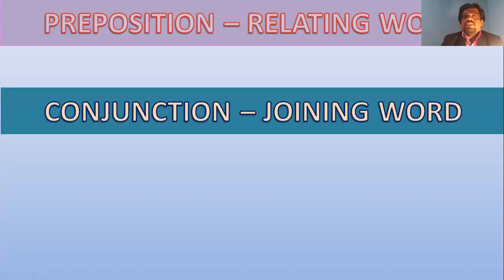And so a preposition is a relating word, and a conjunction is a joining word. Relation and conjunctions are different types. Conjunctions join two words, two sentences, two phrases, two clauses. So those words which we use to join words or phrases or sentences are called conjunctions. There are various types of conjunction as well as preposition.